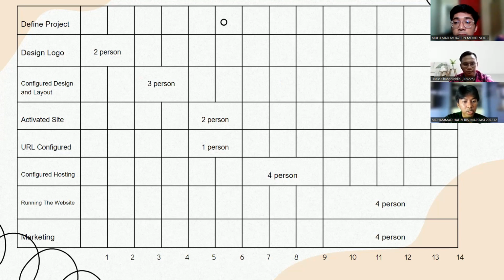For our project, we use resource leveling. As you can see in the slide, for the task design logo we assign 2%, configure design and layout 3%, activate site 2%, and the ones configured in the same week 1%. For configure hosting we assign 4%, running website 4%, and marketing 4%.